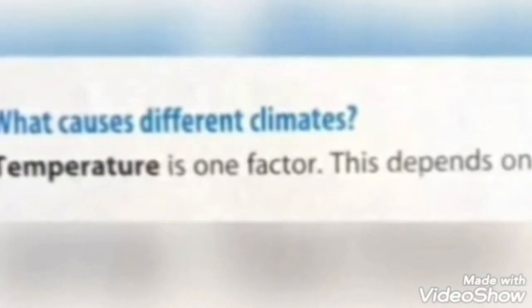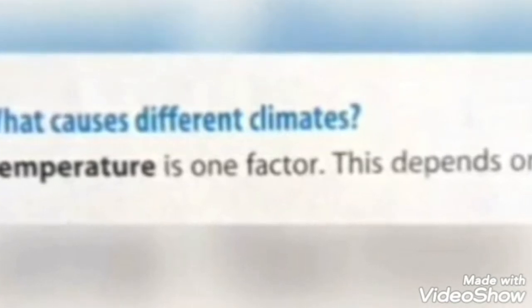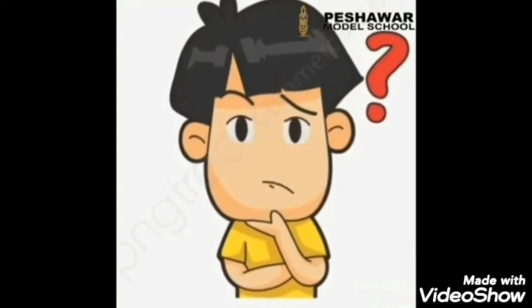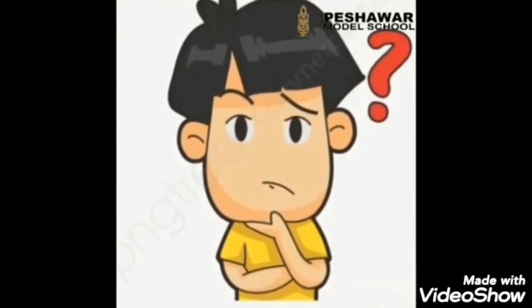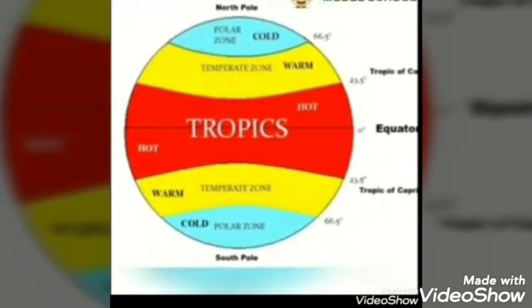Temperature is one of the most important factors of climate, and it further depends upon the causes of different climates. The first factor is distance from the equator. The equator is an imaginary line which runs from east to west, and this line divides the earth into two equal halves. The areas which are nearer to the equator are warm and wetter.